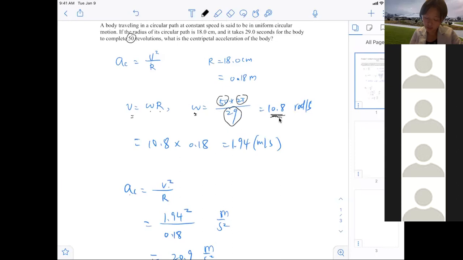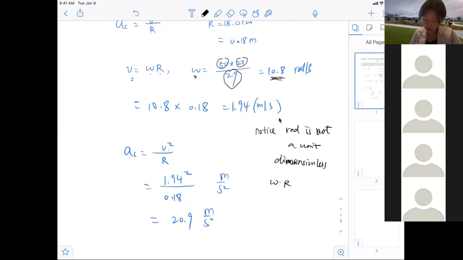So if you do unit analysis, notice that the radian is not a unit, okay? It simply is dimensionless. So when you do omega times r, you can see that this is radians per second. The dimension is really just 1 over seconds times r in meters. So we get meters per second, which is the unit for velocity. So radians do not alter or change your units.